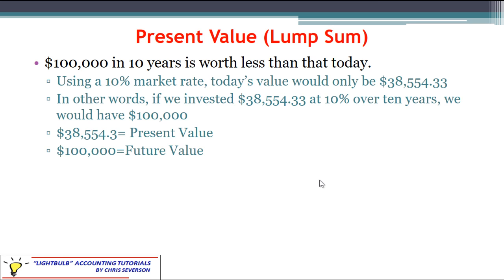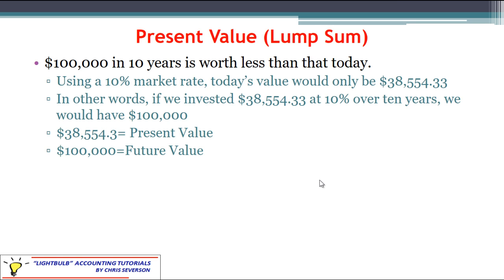If we had the choice between $100,000 today and $100,000 in 10 years, nobody would ever choose the 10-year amount. So because of that, the present value has to be less than the future value. Otherwise, nobody would choose it. We'll see these calculations a little later, but if we were to use a 10% market rate for our calculations, today's value for that $100,000 future payment would only be worth $38,554 today.